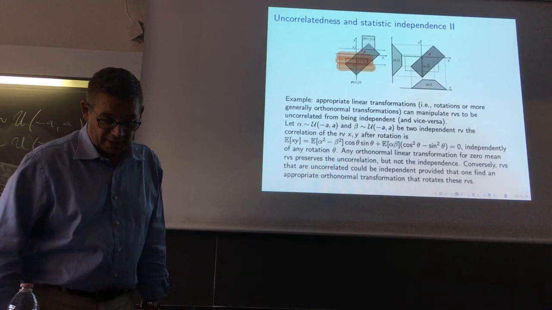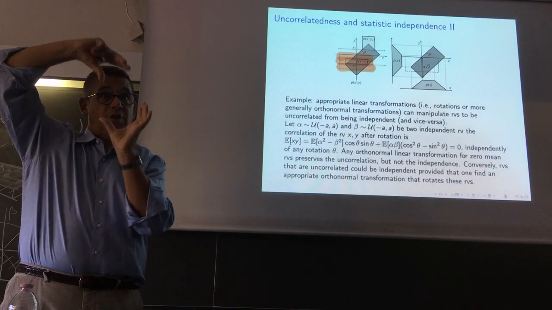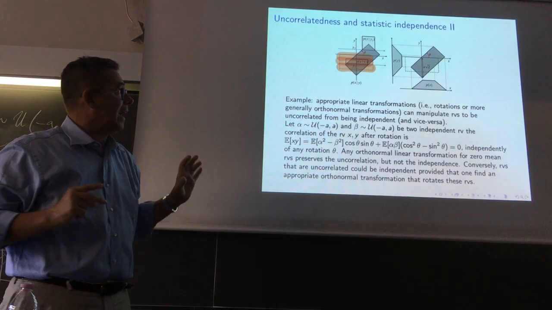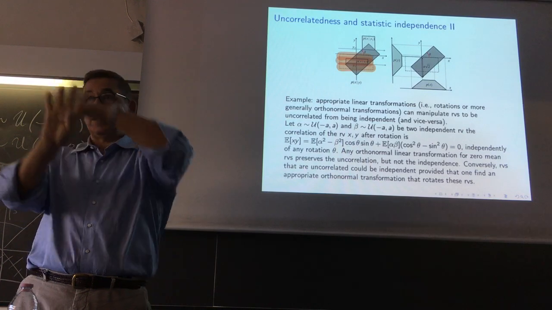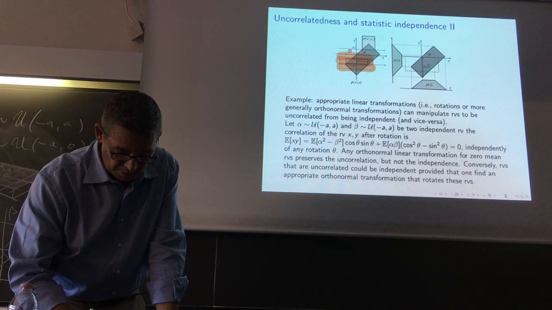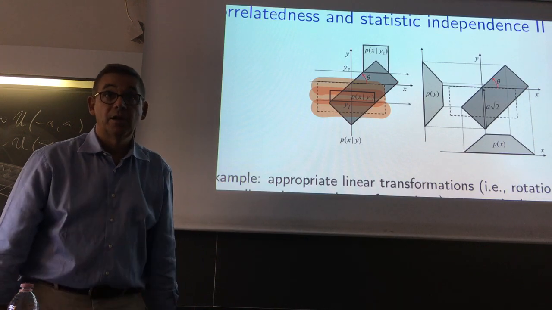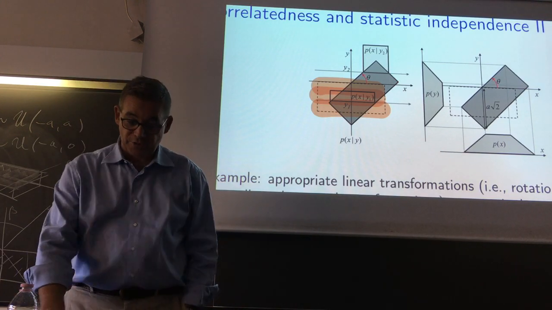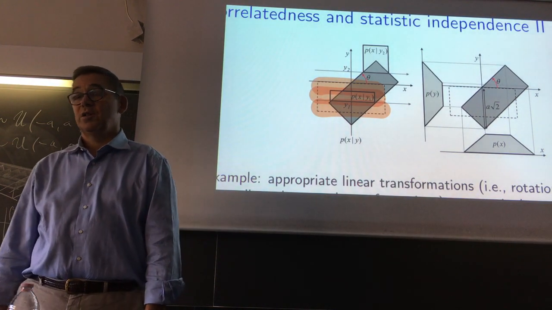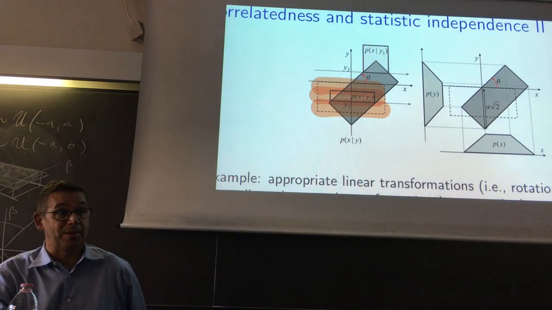How do I see it graphically? If I just rotate my rectangle, it becomes tilted, and there is no way I can write a function such that the product gives this shaped behavior. I cannot find any product because of the corner. This corner is difficult to make as a product of two functions. So by rotating, I lose the independence, the statistical independence.